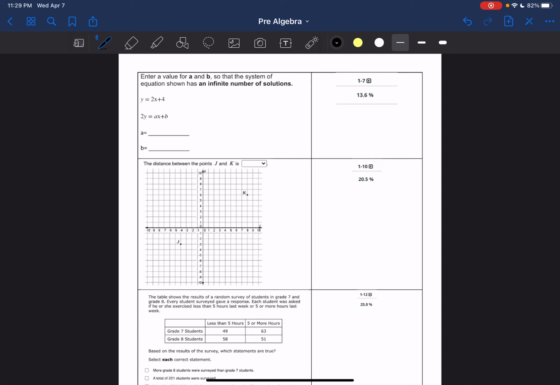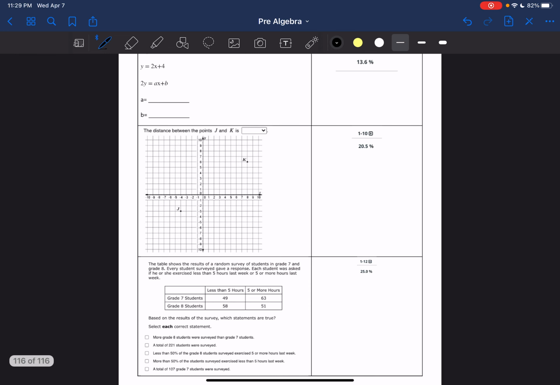Alright, here's a review of the practice assignment 11. These are the 3 questions that it appears we struggled the most on. Question 7, only 13% got that question correct. Question 10, 20% got that one correct. And then question 12, 25% got that one correct.